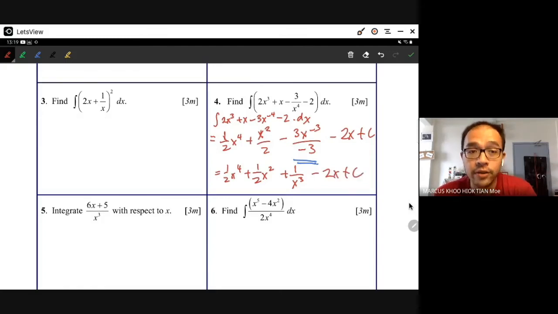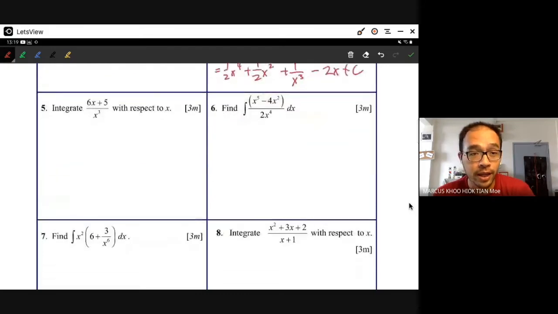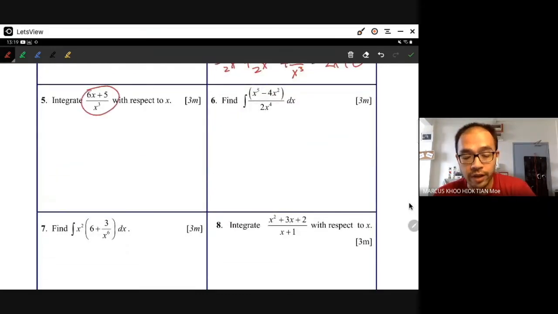Okay, so just like differentiation, integration kan dia memang ada, you have to do a lot of practice lah, okay, in order to do differentiation, integration properly. Okay, same thing with this, integrate with respect to x. With respect to x means kita dot dx di belakang. Okay, so when we integrate this, the problem is you need to simplify this first. Sebab 6x plus 5 over x cube ini, kita simplify dulu. So we will get 6x over x cube plus 5 over x cube kepada dx.